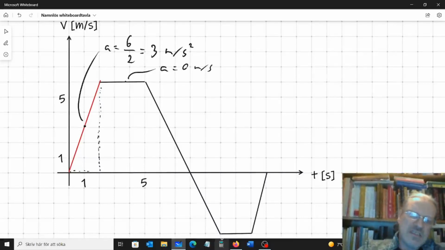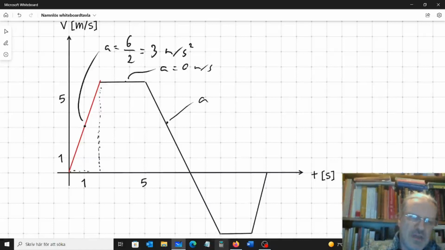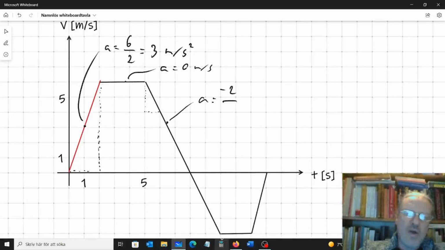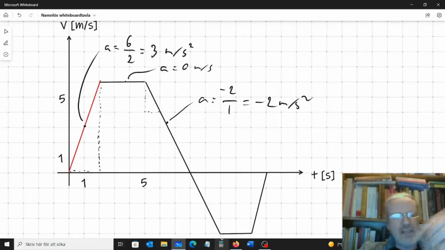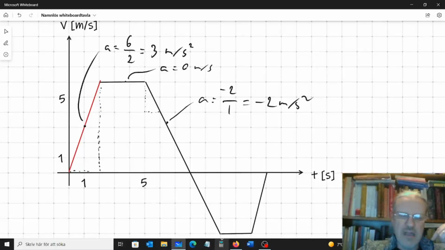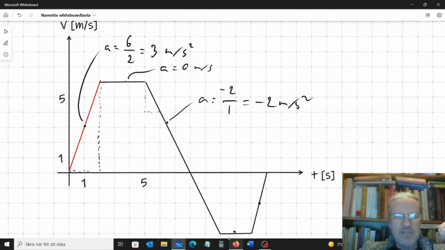And along this falling line here, we can pick 2 points. Say I pick that point and that point. So we go down by minus 2 meters per second over 1 second, and that will give us an acceleration of minus 2 meters per second squared. And we can continue like this and see that the acceleration on the lowest part down here is 0, and the acceleration here is 4 meters per second squared.